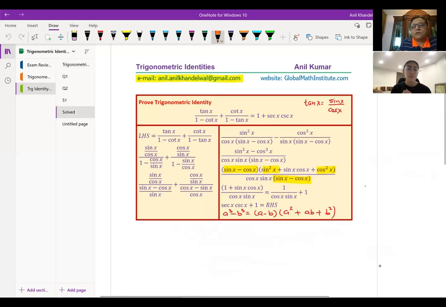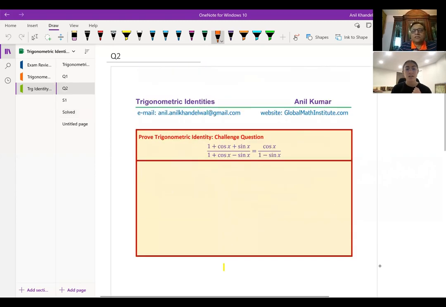That is the complete solution of this particular question, slightly neater, written down, following similar steps as we did. Now, here's the challenge question. This is a question for the audience: 1 plus cos x plus sin x divided by 1 plus cos x minus sin x equals cos x over 1 minus sin x. How are we going to solve this question?